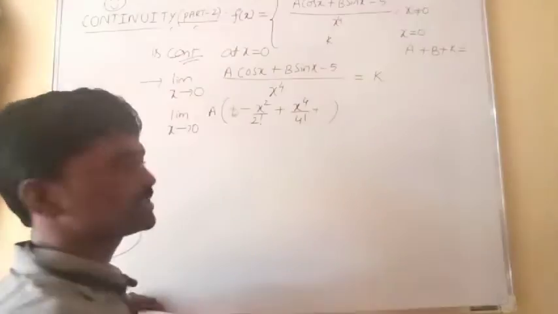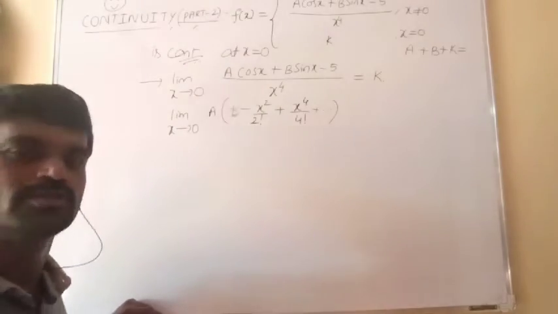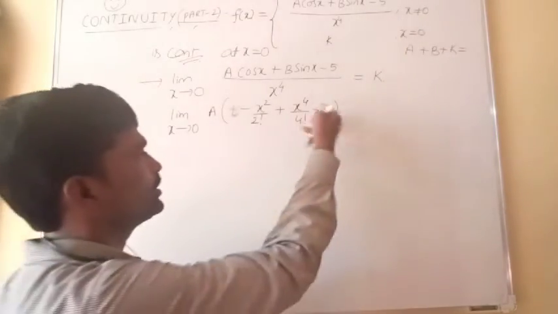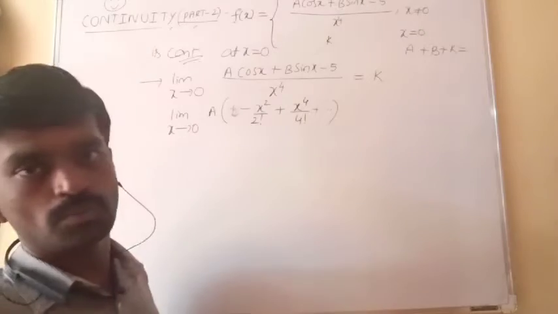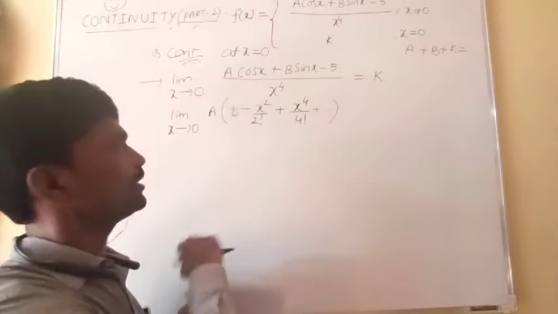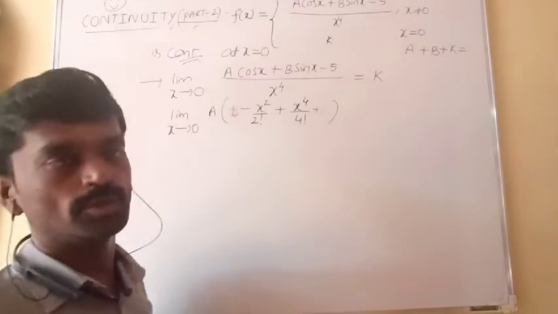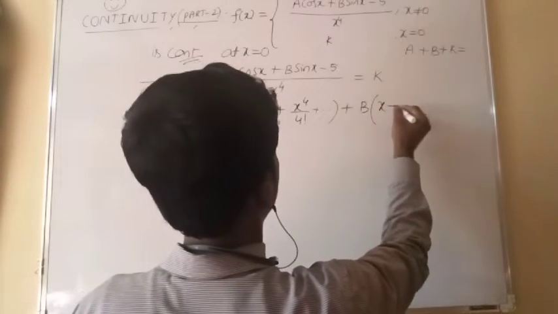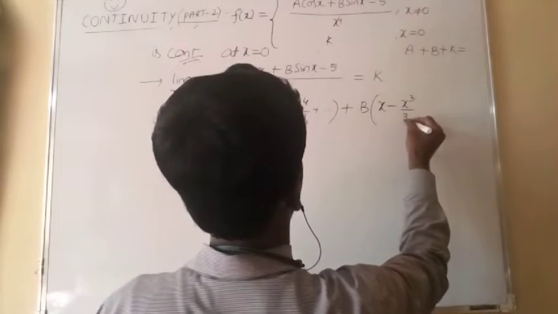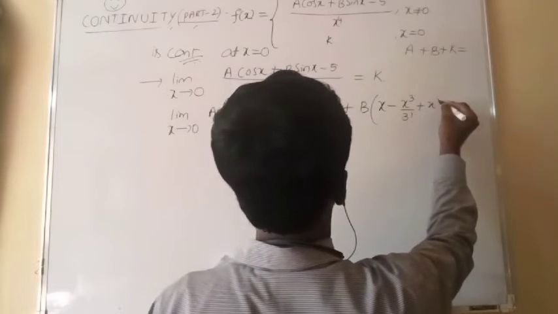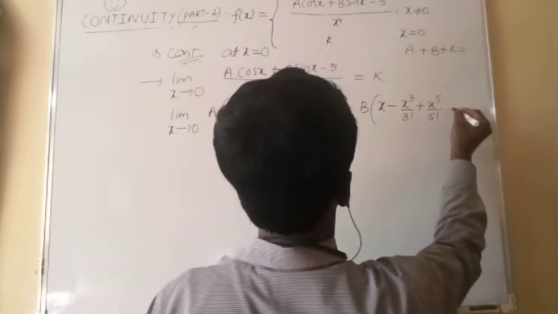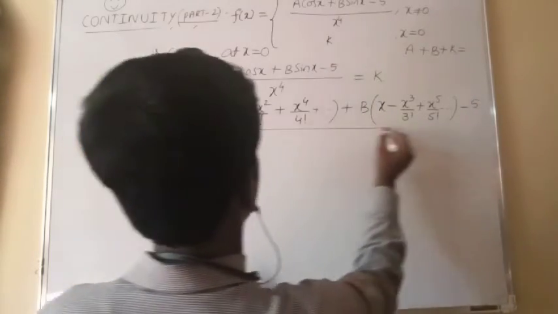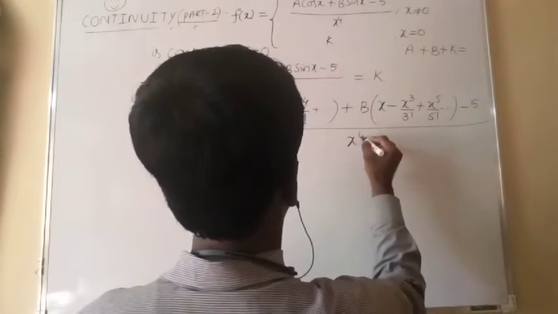But the denominator's highest x power is what? 4 only, no? So you stop till 4 or just more than 4. The remaining terms you can neglect for this kind of problems, because after applying the limit you will get 0 only. Okay. Plus b into sin x, the expansion is what? x minus x cube by 3 factorial. Next what you will get? x power 5 by 5 factorial and so on. Minus 5 divided by x power 4.